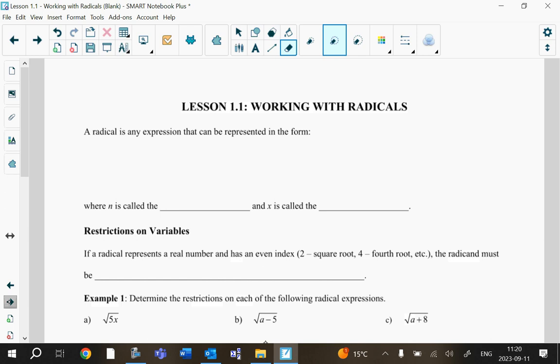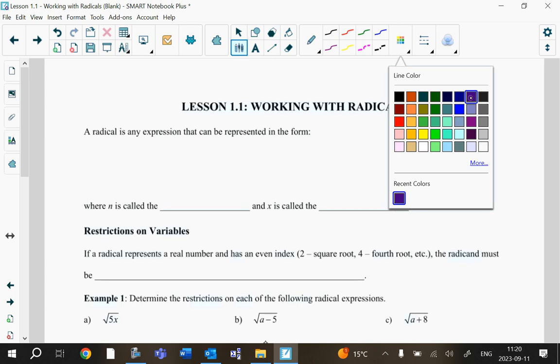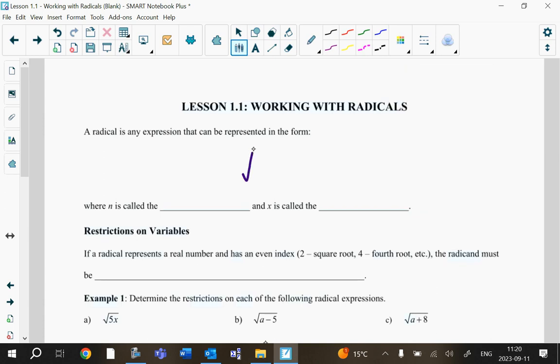Rita? Yes. Anything with a square root, cube root, fourth root, etc. are called radicals. So it's got this little symbol, a check mark with a bar. That's actually called the radical sign. Okay? There's a little number on the outside. We're going to call it n.